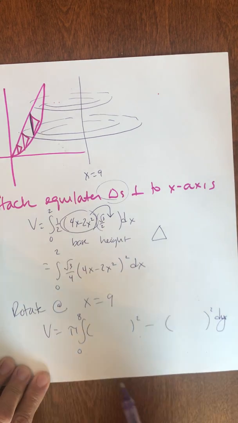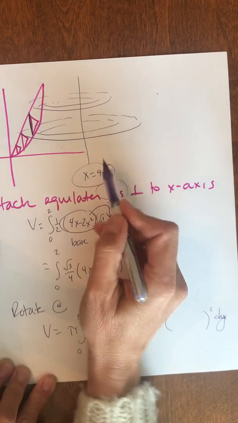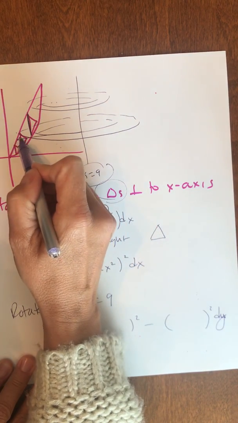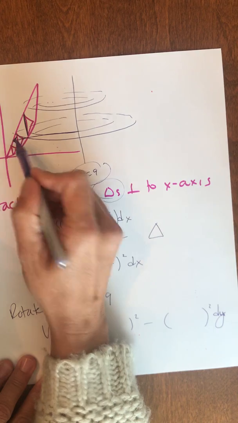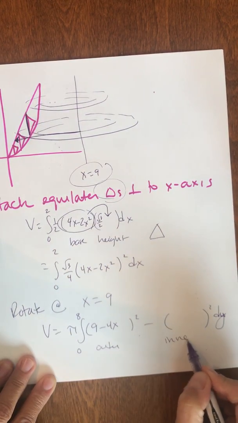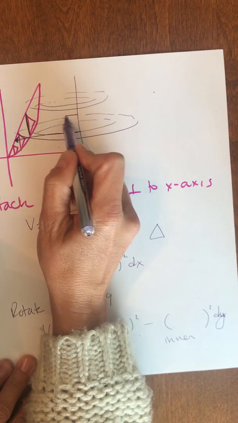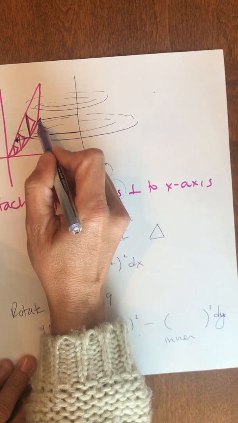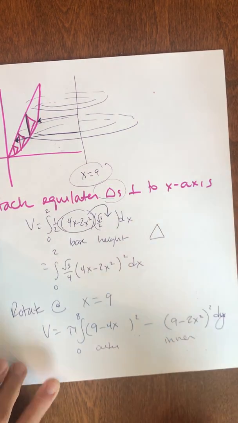Now my outer radius is going to extend from the axis of rotation to the outermost curve. So it's going to extend from 9 to the line, so 9 minus 4x. My inner radius, again, relative to the axis of rotation, is going to extend from 9 to the parabola, so 9 minus 2x squared.